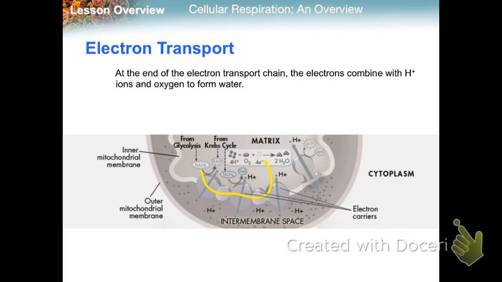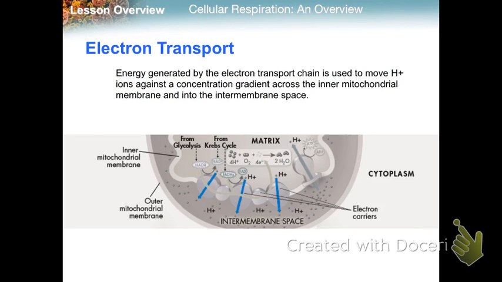At the end of the electron transport chain, these electrons combine with hydrogen ions and oxygen to form water. This is why we exhale water vapor. Energy generated by the electron transport chain is used to move hydrogen ions across the inner mitochondrial membrane and into the intermembrane space.